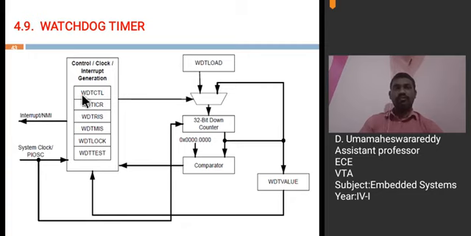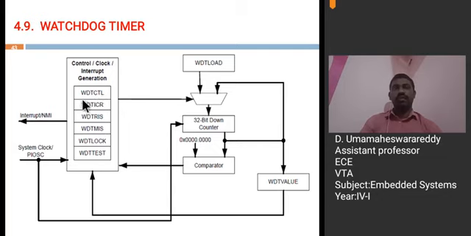And here the WDT CTL means watchdog timer control register. The watchdog timer control register is used to configure the watchdog timer. And how we can configure means we can configure the watchdog timer to generate a reset signal on the second timeout or an interrupt on timeout. That means if we are using the watchdog timer as a general purpose timer, it will generate an interrupt. If we are using the watchdog timer for resetting purpose, it will generate a reset signal.